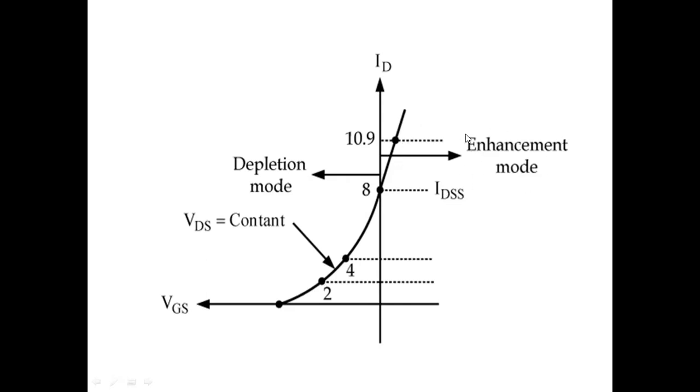In enhancement mode, the positive terminal of the battery is connected to the gate. This gate attracts more electrons from the source as well as from the P region. More electrons flow through the channel. Hence, the conductivity increases, so you will get a large ID current. In this way we can explain the transfer characteristics.